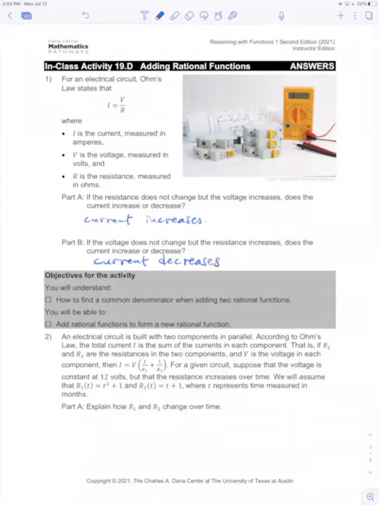All right. Objectives for the activity. You will understand how to find a common denominator when adding two rational functions. You will be able to add rational functions to form a new rational function.